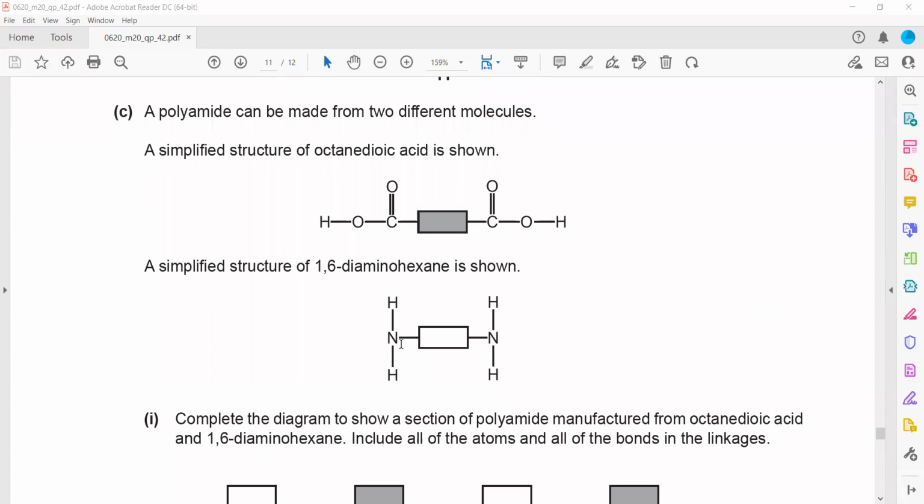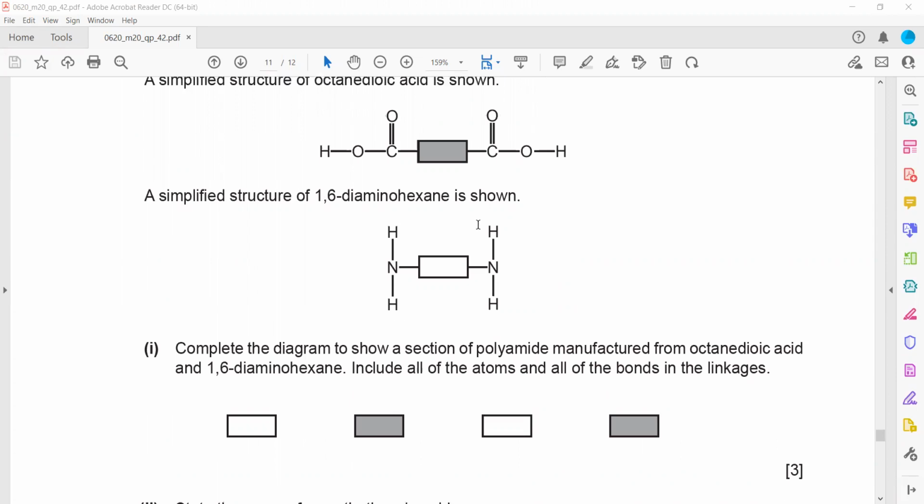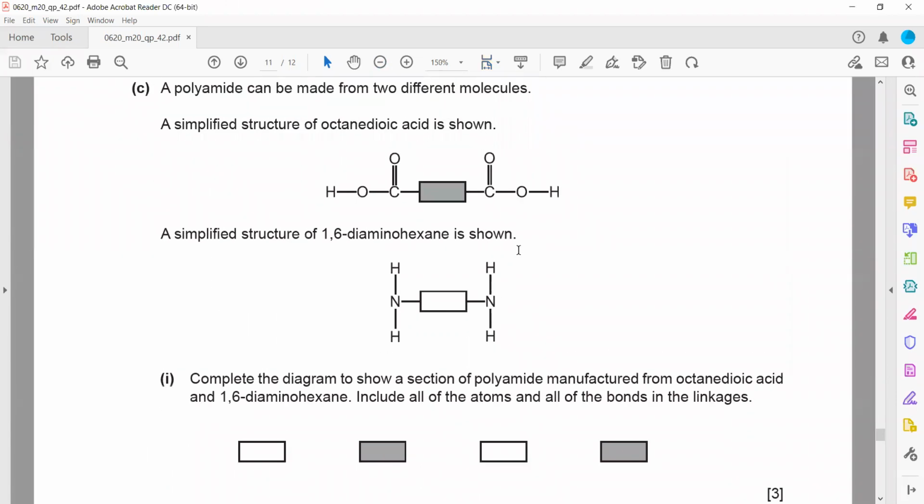And part C, polyamide can be made from two different monomers. Polyamide is a synthetic polymer. The simplified structure of octadioic acid is shown, and the simplified structure of 1,6-diaminohexane is shown as well. We have to complete it. Remember, whenever we want to draw a condensation polymer, and if it is carboxylic acid and amine, the carboxylic acid will lose its OH and the amine will lose its H.